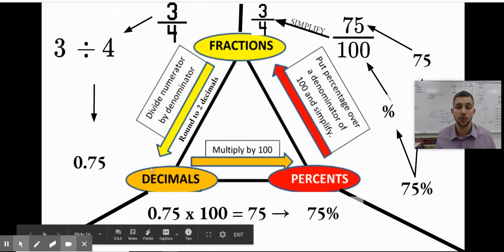If you have a decimal and you're trying to find a percent, then you can just multiply your decimal times 100 and you get the percent that you're looking for. You need to add the percent sign.